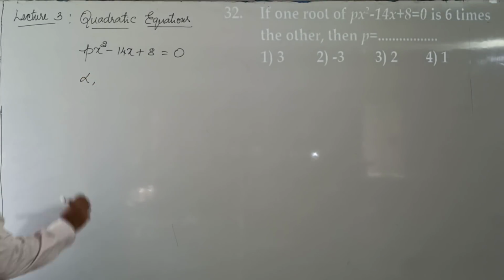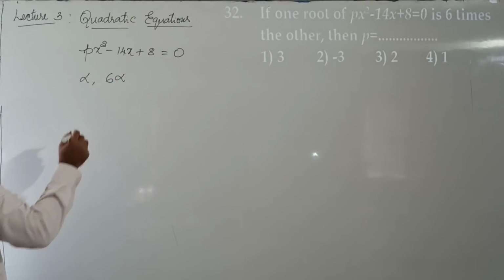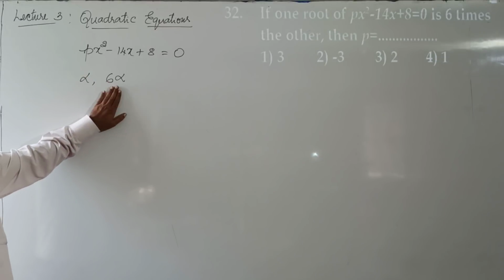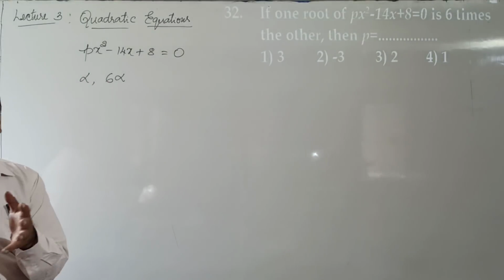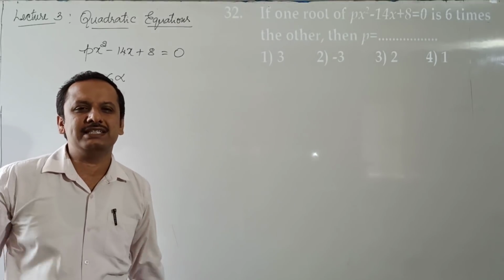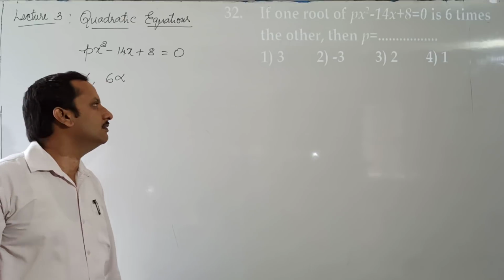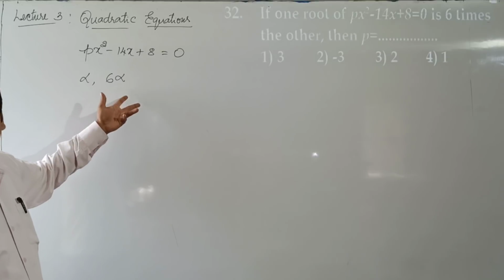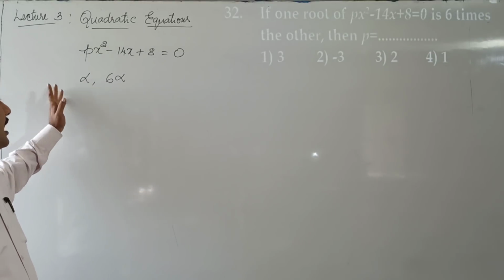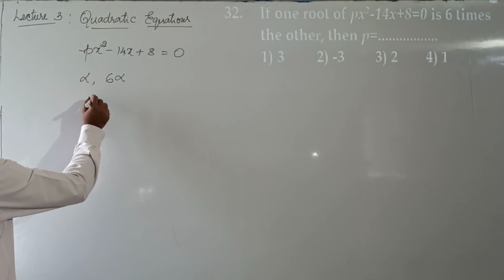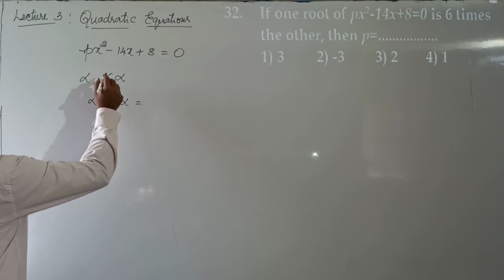So if I take alpha as one root, the other root I will take as 6 alpha. One root is 6 times the other. So the first root I will take as alpha, then the second root must be 6 times the other, so I will take 6 into alpha. Okay? You can take it as alpha and alpha by 6 also, because then alpha will be 6 times alpha by 6. But anyway, this is better. Alpha and 6 alpha I will take. Okay. Then what is the value of p there? First I will go for the sum of the roots. Alpha plus 6 alpha is equal to how much?